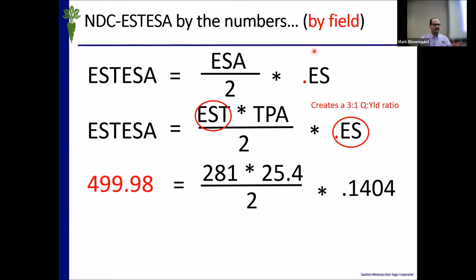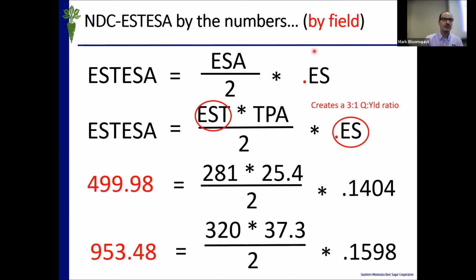Now, if we could take a look at some of the numbers. Remember, I told you that 500 was right about the median? Okay, well, there's an actual field. Here's your average field across 11 years at Southern Minnesota Beet Sugar on an ESTESA score. 499.98 is the actual field. That field had an extractable sucrose per ton of 281, 25.4 tons per acre, and a 0.14 extractable sucrose percentage.